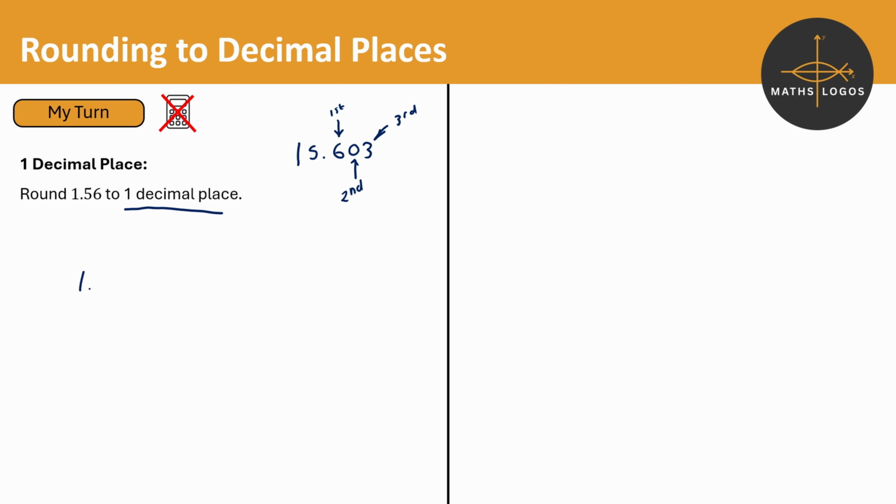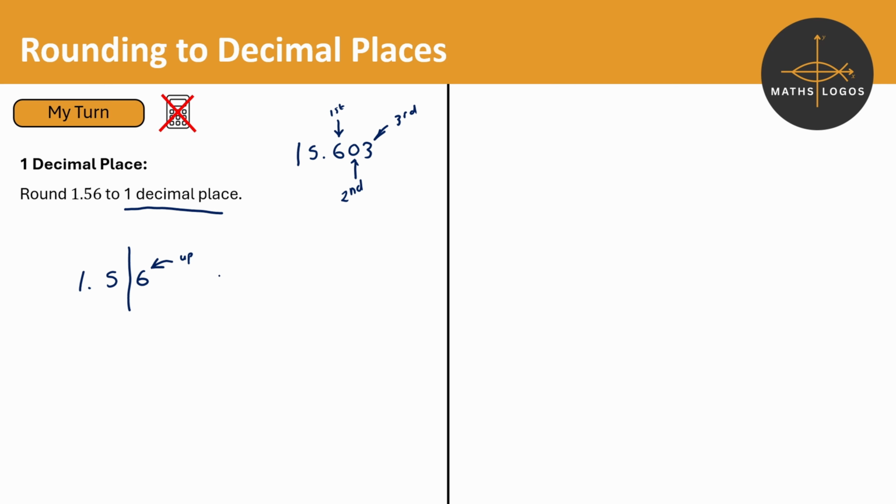So let's take our 1.56. And in order to round it to one decimal place, I'm going to draw a line after my first decimal place, after my 5. Then I use this digit to help me decide whether I need to round the 5 up to a 6 or keep it as it is at 5. If our deciding digit, so in this case the 6, is 5 or more, then I round up. In this case, it's 6, so I'm going to round up. I'm going to take this 5 and round it up to a 6.